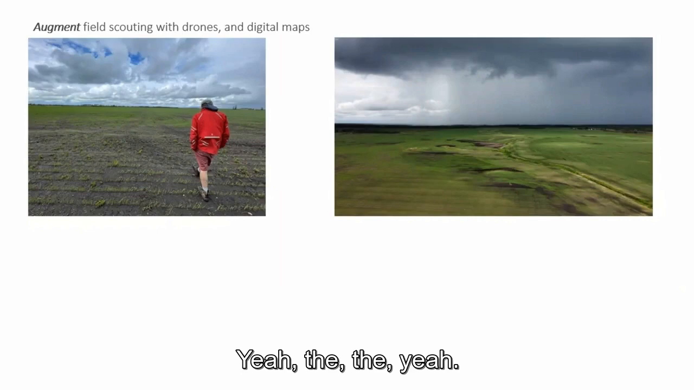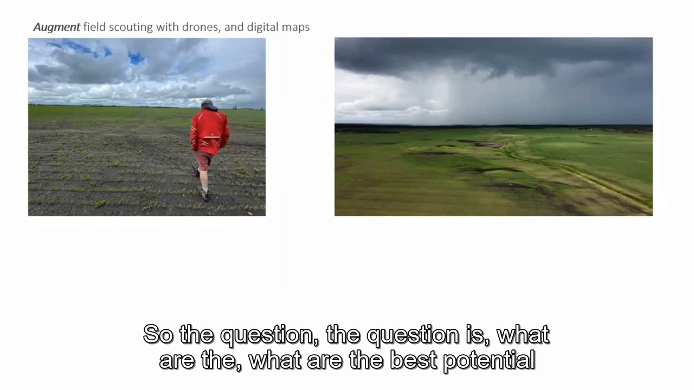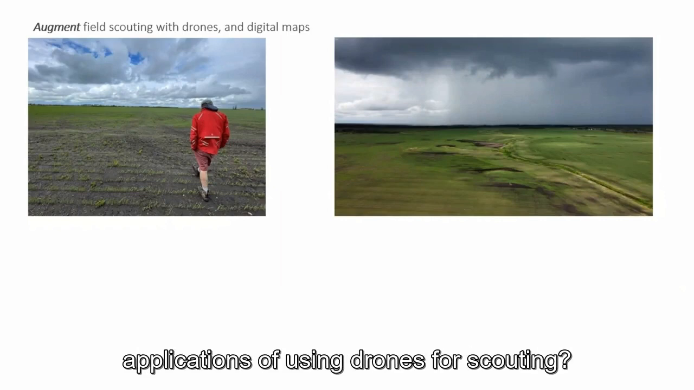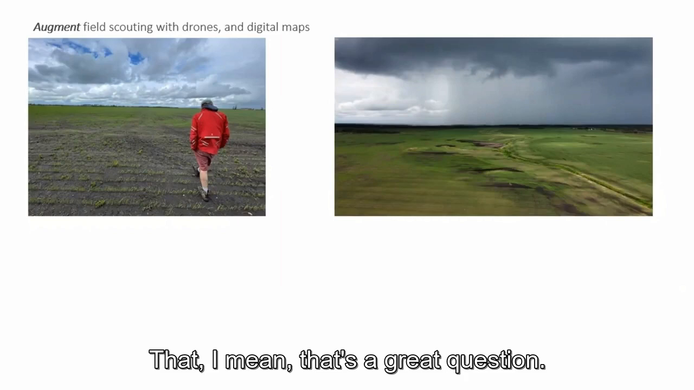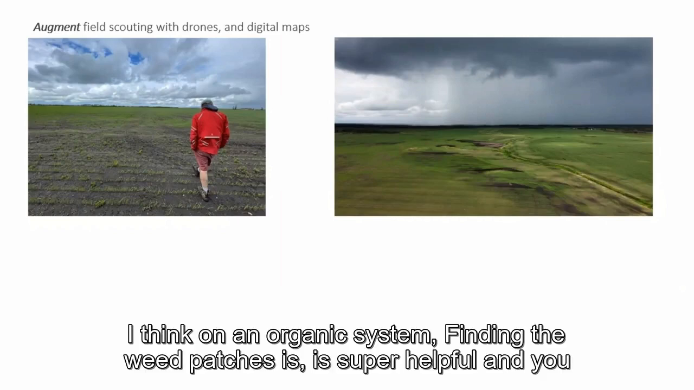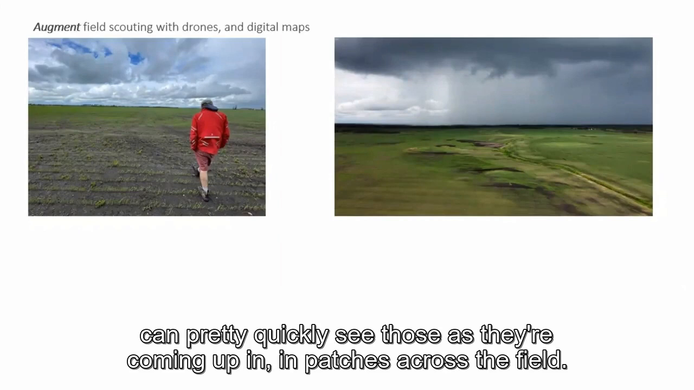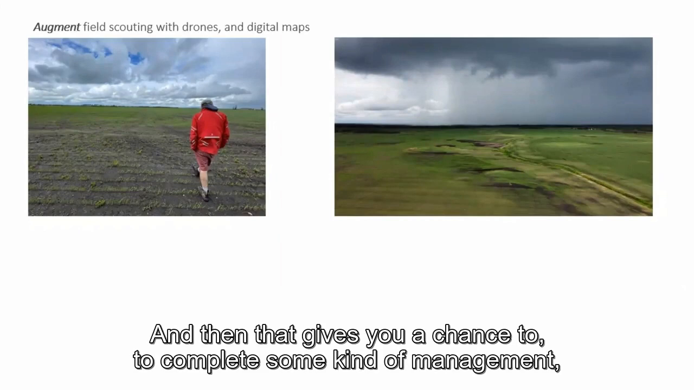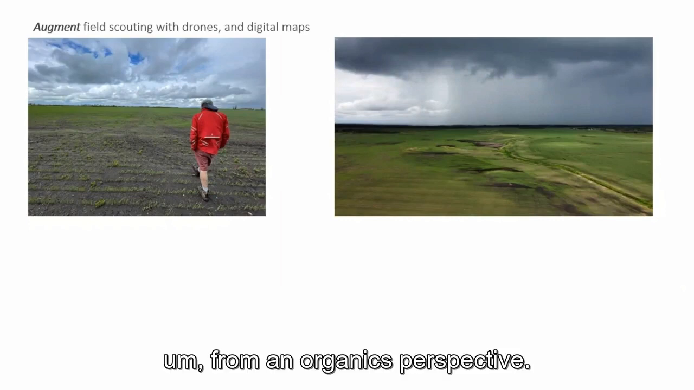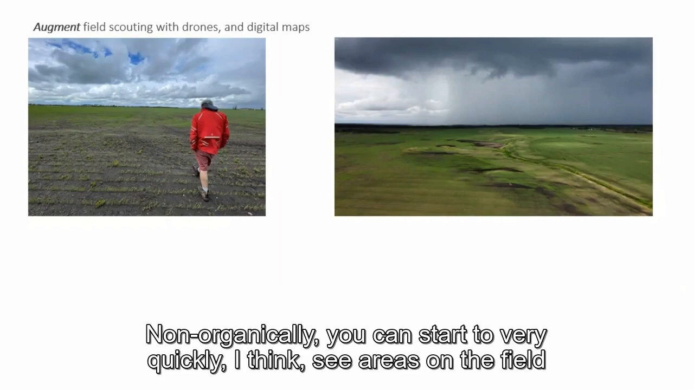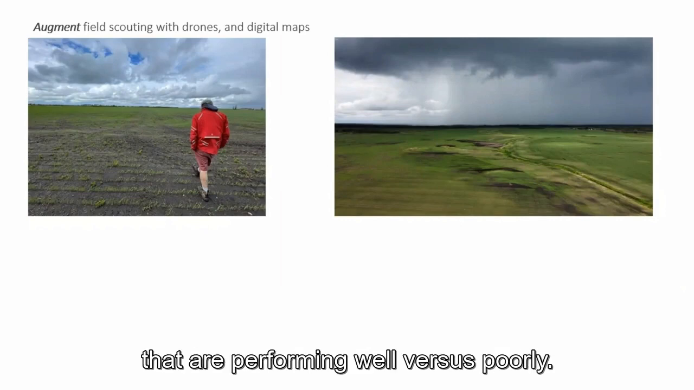Yeah. So the question is, what are the best potential applications of using drones for scouting? Yeah, that's a great question. I think on an organic system, finding the weed patches is super helpful. And you can pretty quickly see those as they're coming up in patches across the field. And then that gives you a chance to complete some kind of management from an organics perspective. Non-organically, you can start to very quickly, I think, see areas on the field that are performing well versus poorly.